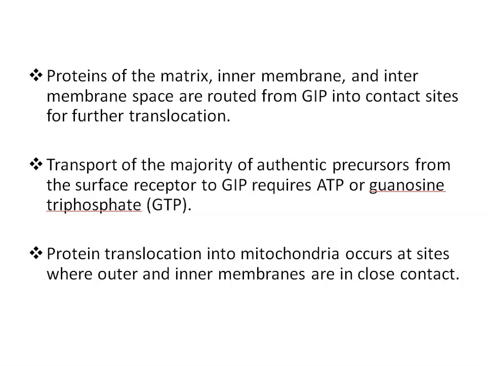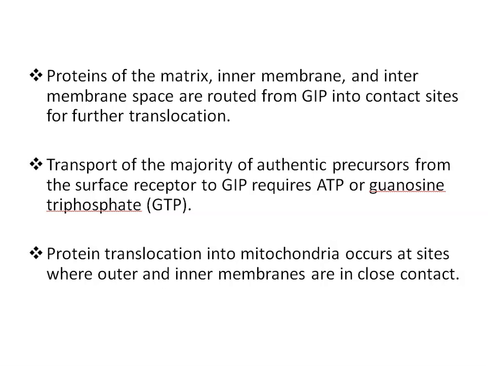Proteins of the matrix, inner membrane and intermembrane space are routed from GIP into contact sites for further translocation. GIP has not yet been identified, but good candidates are outer membrane proteins of 38 kD, that is MOM38, from Neurospora, and 42 kD from yeast. Antibodies to the latter component inhibited the import reaction in vitro.